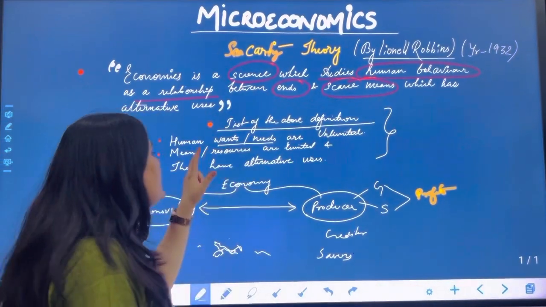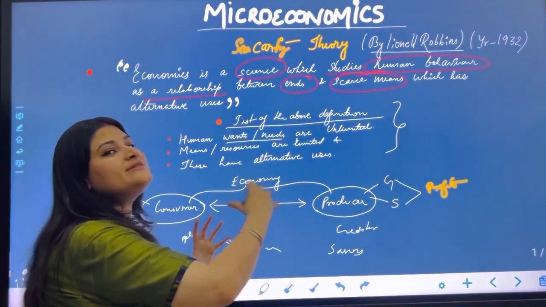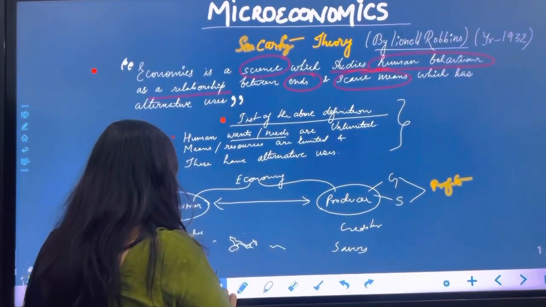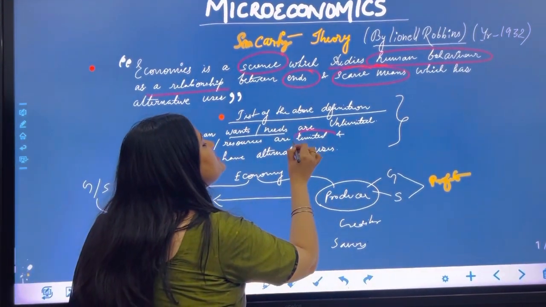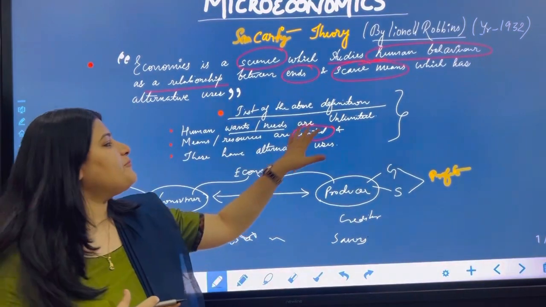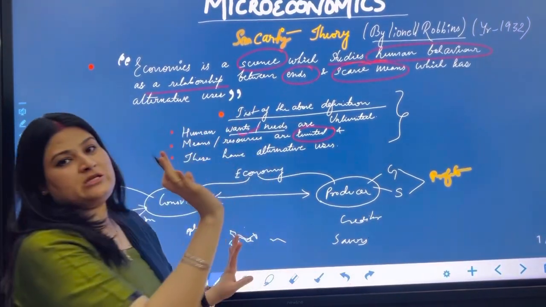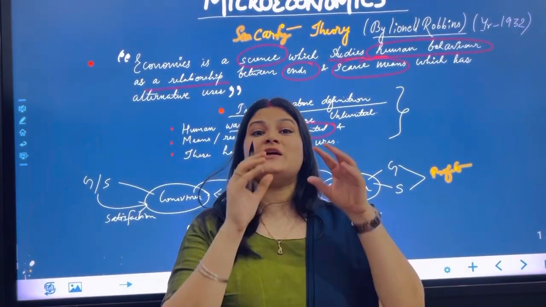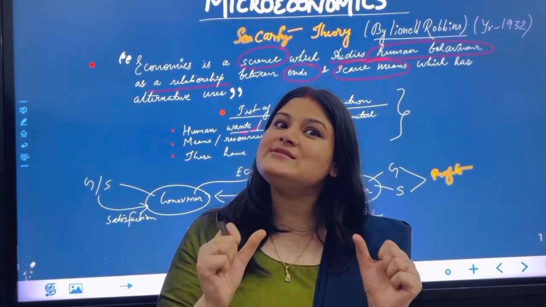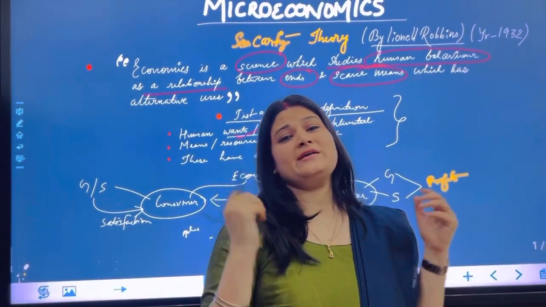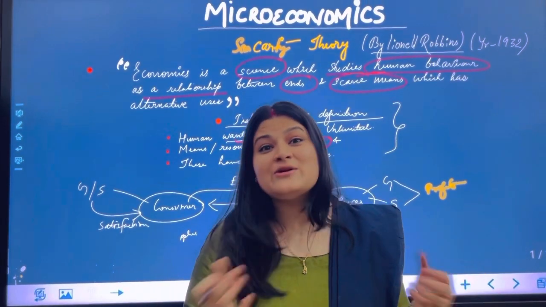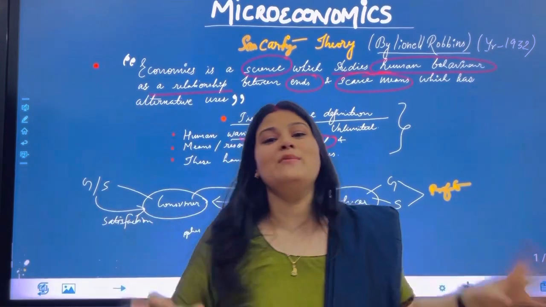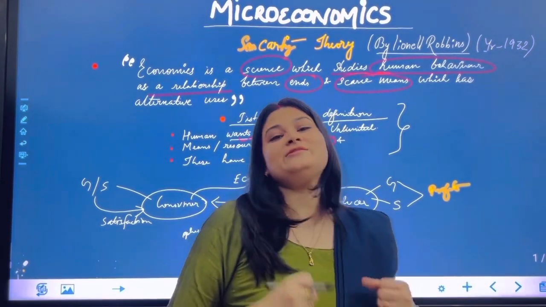But in order to fulfill those needs and wants, you need some means, you need some resource, and that is always limited as compared to your needs and wants. So human wants or needs are unlimited. Resources or means to satisfy those needs are always limited. Whether you take the example of Elon Musk or Alfred Marshall, he was having the same problem, and that's why we are reading economics right now.